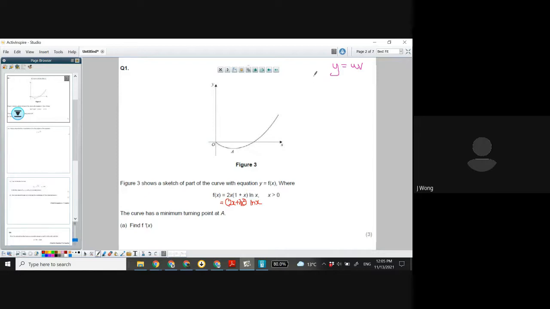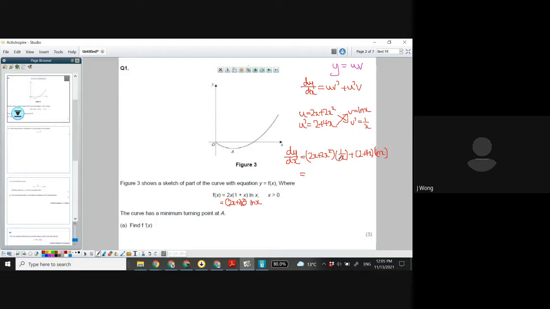The product rule is given as dy/dx is uv' plus u'v. So u is 2x plus 2x squared, v is ln x. If I differentiate them respectively, these are 2 plus 4x and 1 over x. The product rule is just the cross multiplication and the addition of these two. So we'll have dy/dx equals (2x plus 2x squared) multiplied by 1 over x, plus (2 plus 4x) ln x.